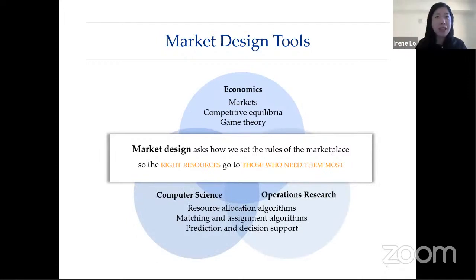But from a computational perspective, I said before that a market is a place where we're trying to figure out how to get things to people. So resource allocation algorithms, matching and assignment algorithms, are very much related to how we might think about scaling a marketplace and making decisions in a large marketplace. And today I'm also going to point out how a lot of applications of market design require some kind of prediction or decision support in order to set up the marketplace and predict how people might respond to it.